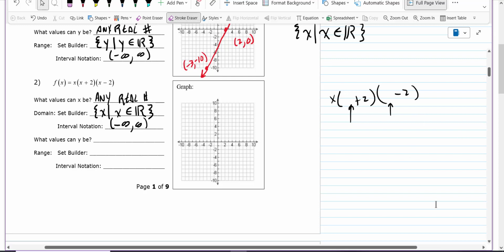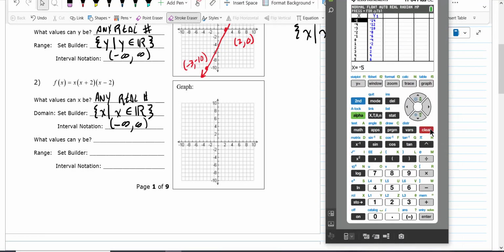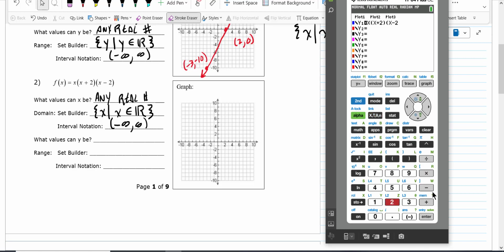Now we're going to need to go to the graphing calculator at this stage in the class to really get an appreciation for what the range is. If you brought a calculator, just go to y equals, clear anything that's there, and then put the function in exactly the way it is here. There's your variable key x. Then you have parenthesis, x plus 2, close parenthesis, then parenthesis, x subtract 2. Make sure you use the subtraction symbol like that.